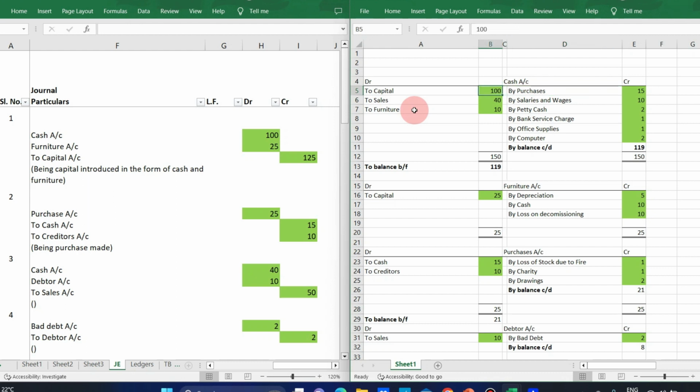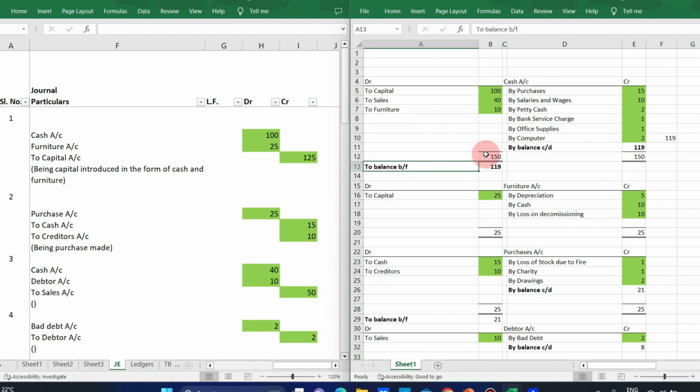You can see these are the debits that are being made to the cash account and these are the credits. So we'll have to sum both the sides and then find a balancing figure, which will ultimately be called the closing balance for that particular account. So here the closing balance is 190, which you can see by balance carried down 190. This 190 will be brought forward to the next period, which will be shown as the debit here.